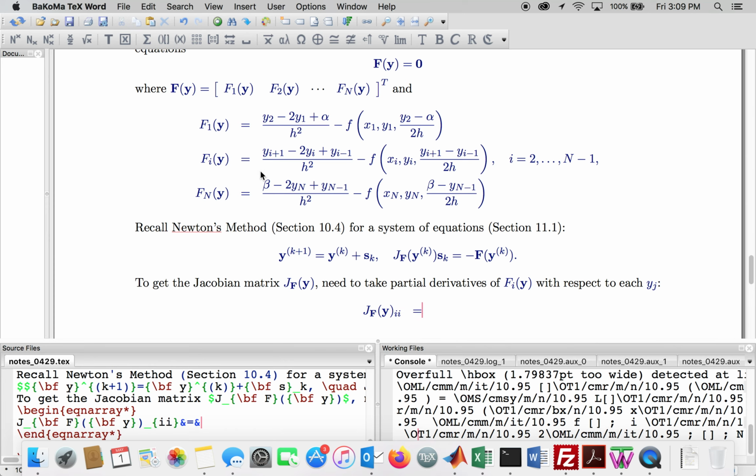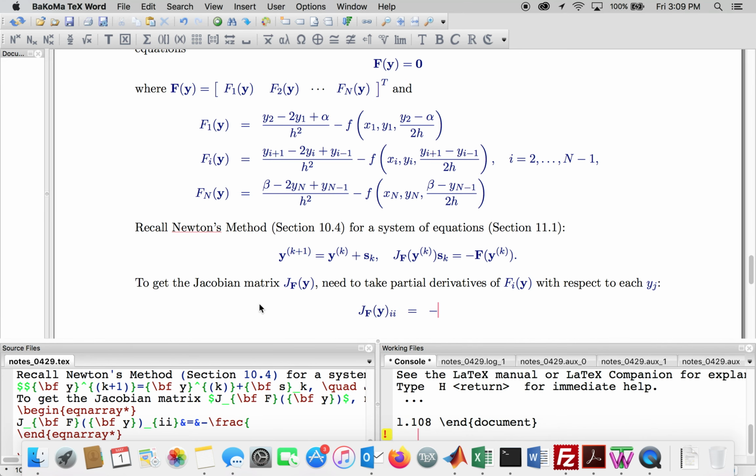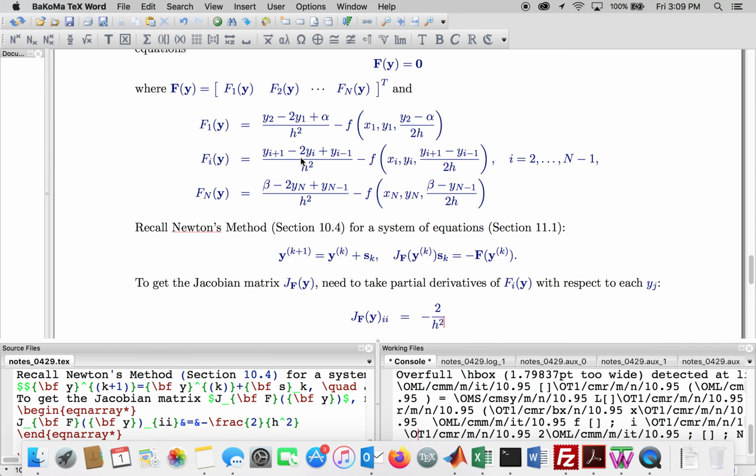I'm going to take the derivative of this with respect to yi. So yi plus 1 and yi minus 1 are independent variables. So derivatives of these with respect to yi would be 0. So all I'm going to get from this part is minus 2 over h squared. So whatever's multiplying yi here is the only thing that survives. Then over here, I have derivative of this with respect to yi, but yi does not play a role in this center difference. We only have it here.